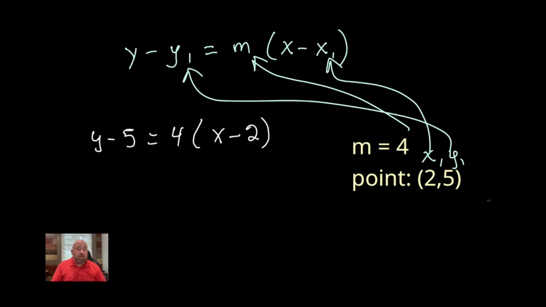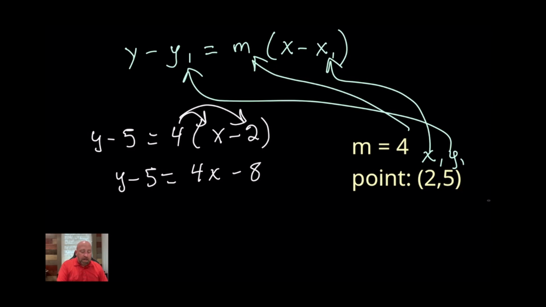Now what we're going to do is solve what we can solve. Going back to how we work these formulas with equations, you should know that we can distribute this 4. So we're going to have y minus 5 equals 4x minus 8. Now we can take this minus 5 and add 5 to both sides.